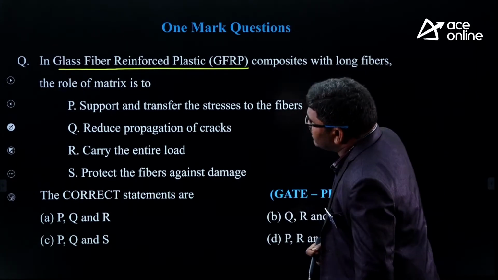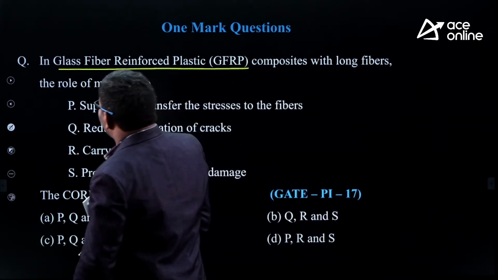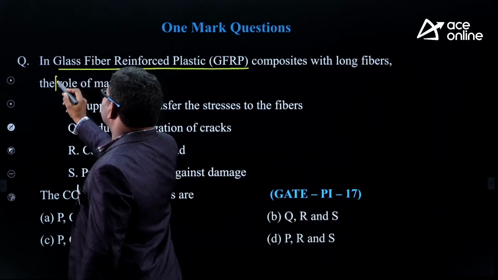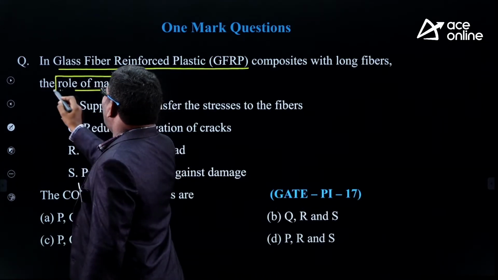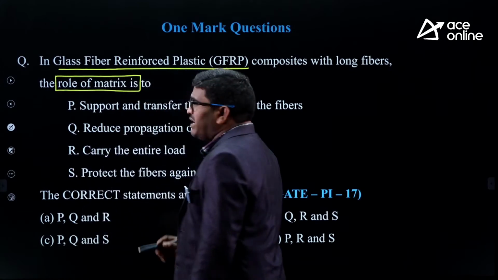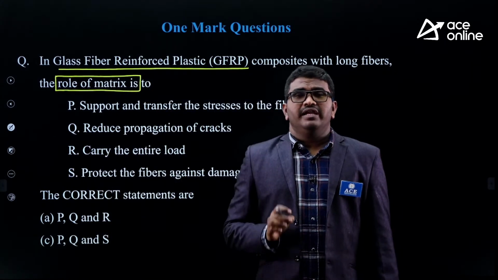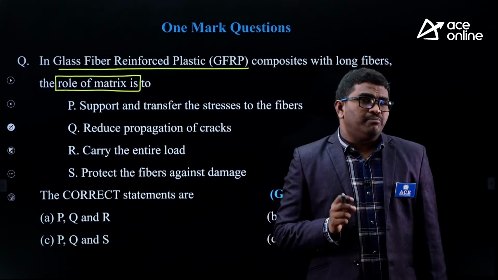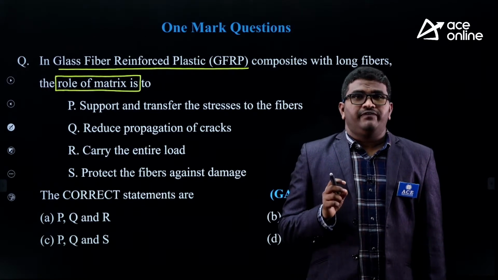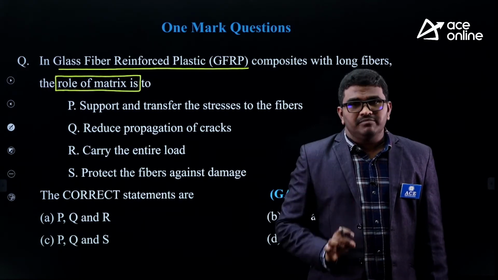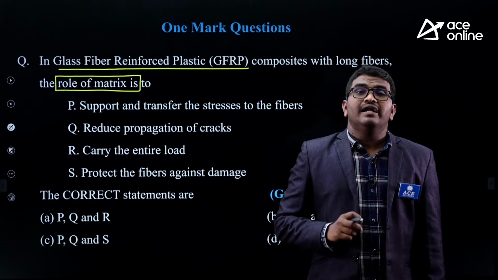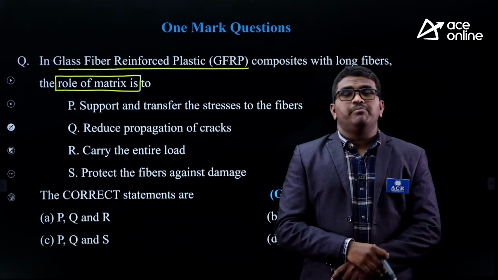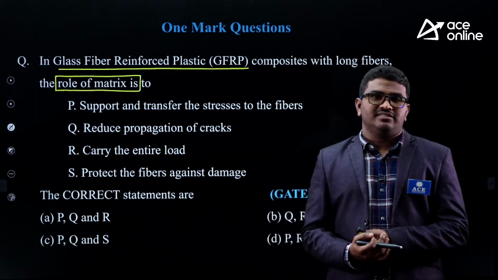Composites with long fibers, of glass. The role of matrix is here. Tell me what is in a GFRP, what is the matrix phase first of all. In a glass fiber reinforced composite material, the fiber is a glass material, and matrix is a polymer. Epoxy resin we are using as the matrix.